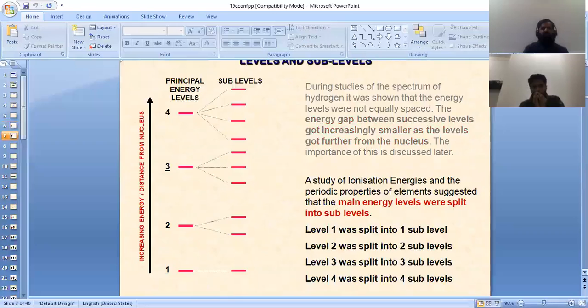Do check this diagram showing the main energy levels K, L, M, N. Level 1 was actually split further into the s level, that is the sublevel.